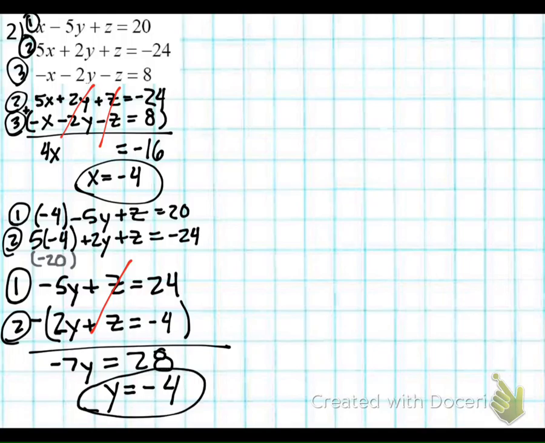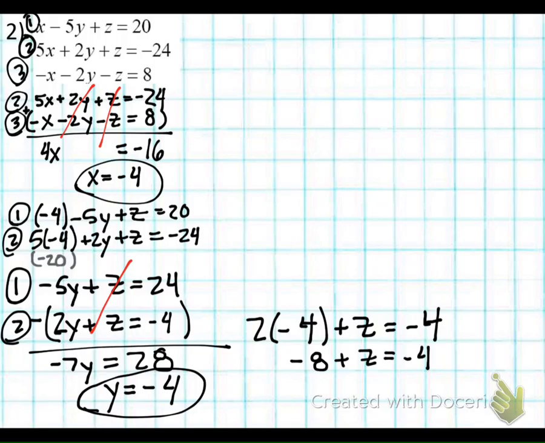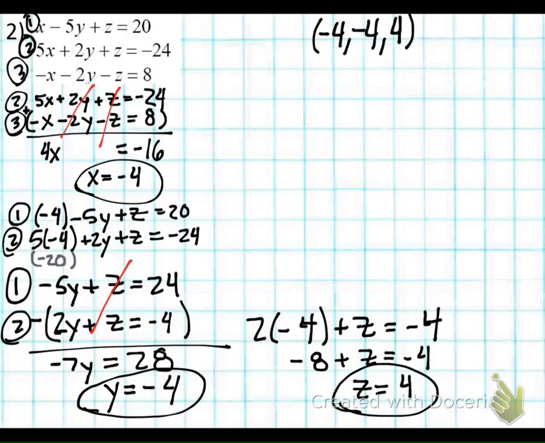And now I have two variables solved for. Here I'm just going to plug this into one of these two equations. I'm going to plug that value of y in so that I can just solve for z. So plugging into the second equation, I have 2 times negative 4 for y plus z equals negative 4. Then solving this, I get negative 8 plus z equals negative 4. Adding 8 to both sides, I get z equals 4. And all of my variables are solved for now, so I can write my solution: negative 4, negative 4, 4.